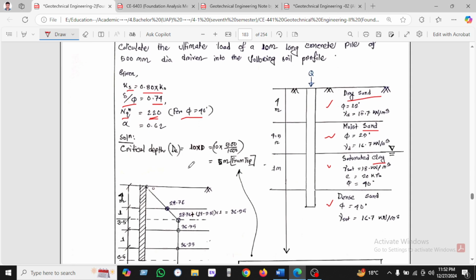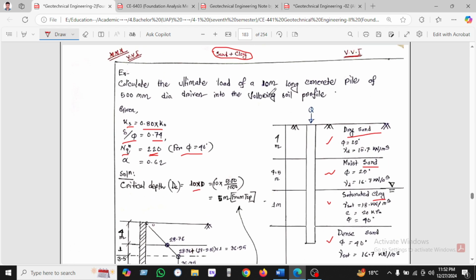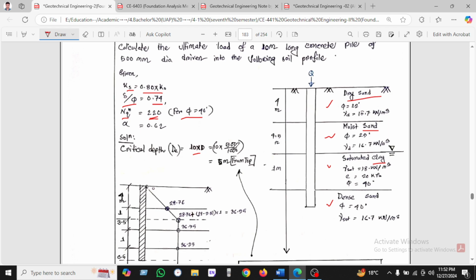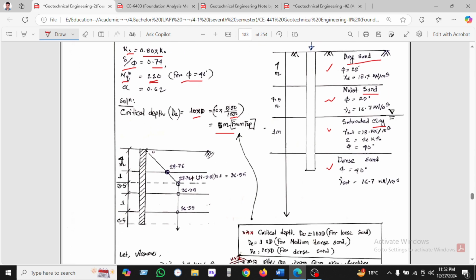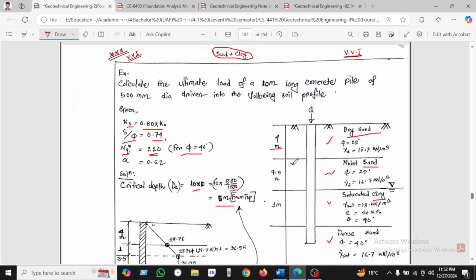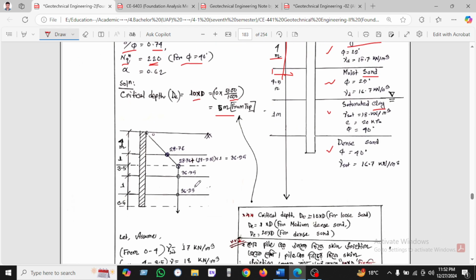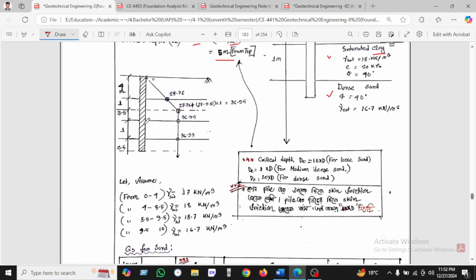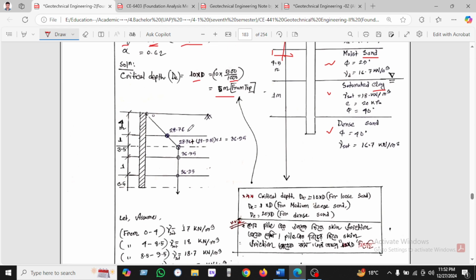So the critical depth we have to find is 10 into d. D is given here as 500 millimeter, which is divided by 100 to take it in meters, which is 10 meter. So the critical depth will be 10 meter below. So this is 4 meter, and it will be added 1 meter. So this portion will be 1 meter, and 5 meter will be the critical depth. So let's see here the critical depth.